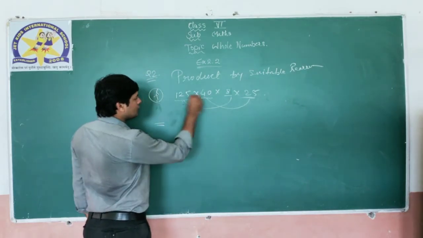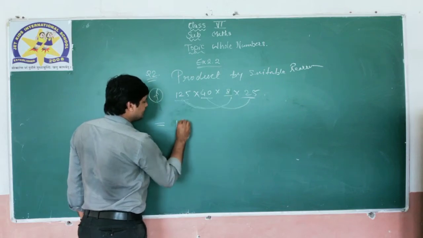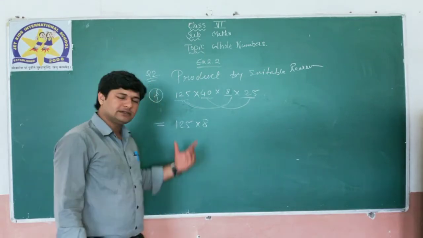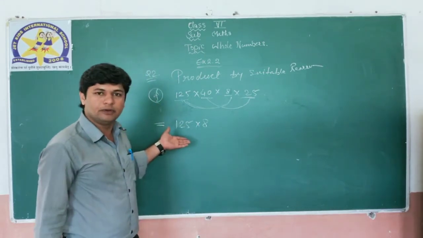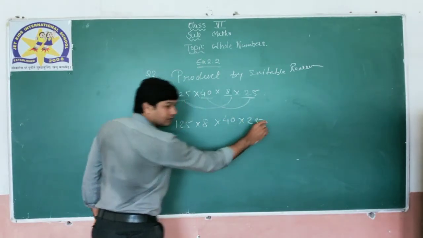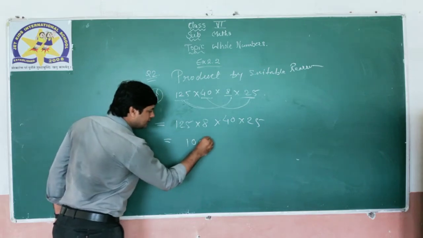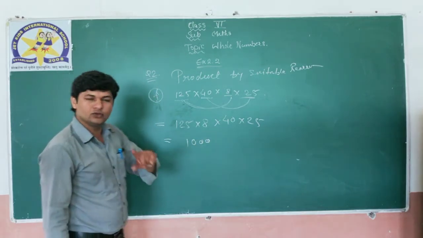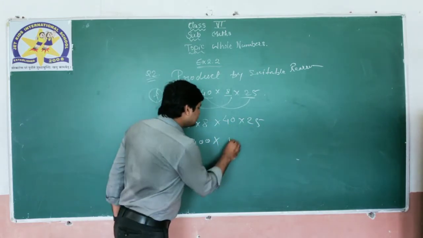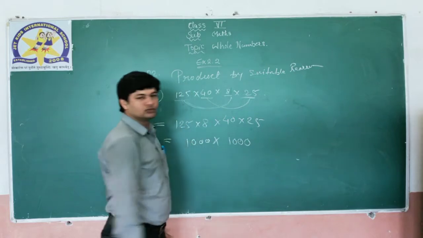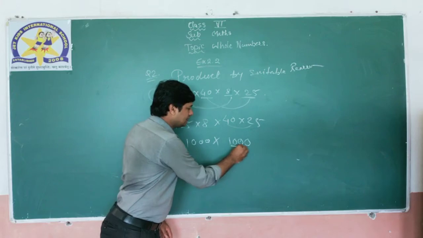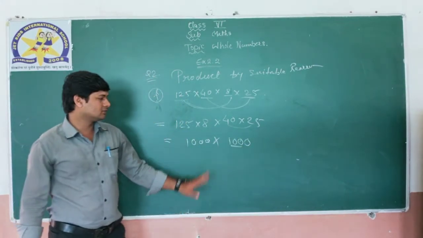Check your answers. First, I am just rearranging this. 125 multiplied by 8. You know very well why I am rearranging like this, because we did it in the previous problem. And 40 multiplied by 25, right? So 125 multiplied by 8 will give us 1000. No need to calculate. We know. And 4 multiplied by 25, that is 100, right? And add 1 zero, 1000. Clear? 4 multiplied by 25 will give us 100. Add this 1 zero to get 1000. Clear?